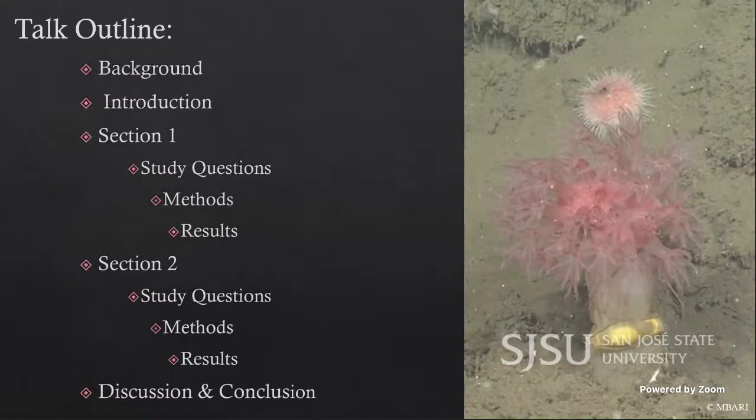Okay, so a brief outline. I'll start off with a general background about habitat selection, get a little bit into egg cases and nursery, and a general introduction to my study species, followed by two sections, each with their own respective study questions, methods, and results. Followed by that will be discussion and conclusion. So let's dive right in.